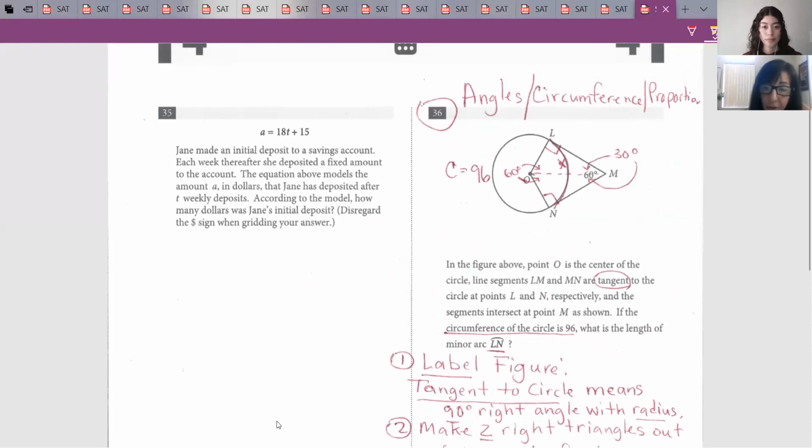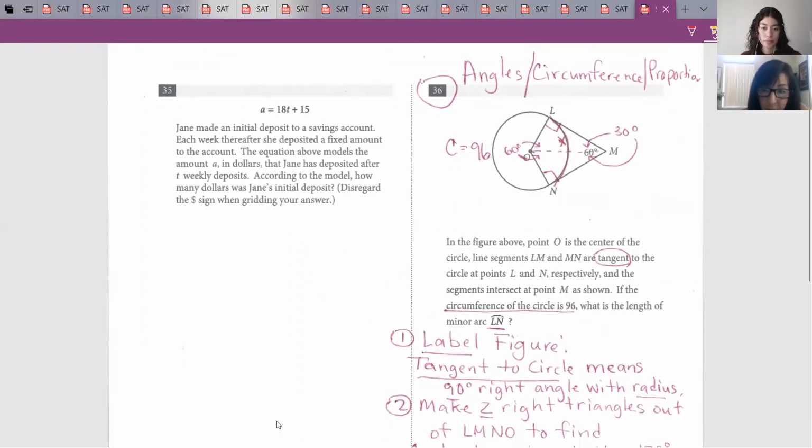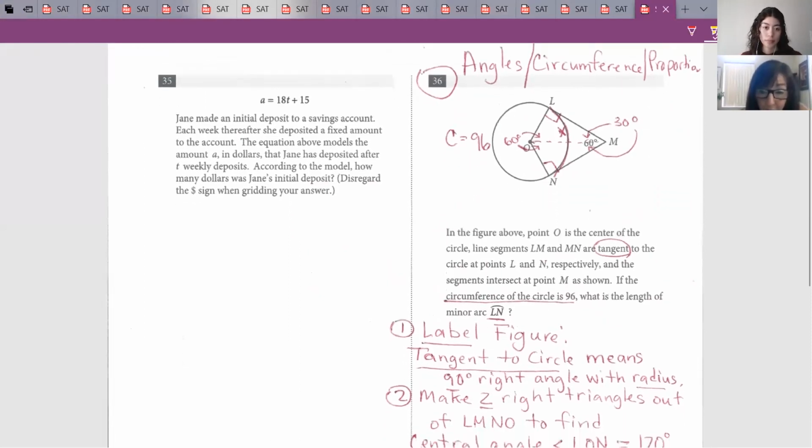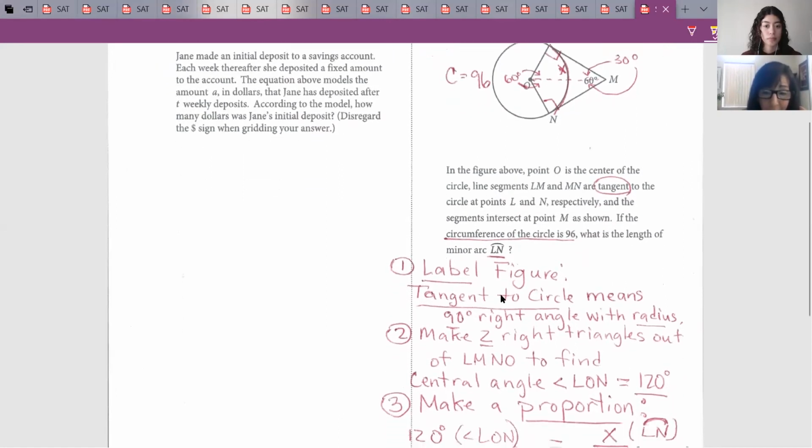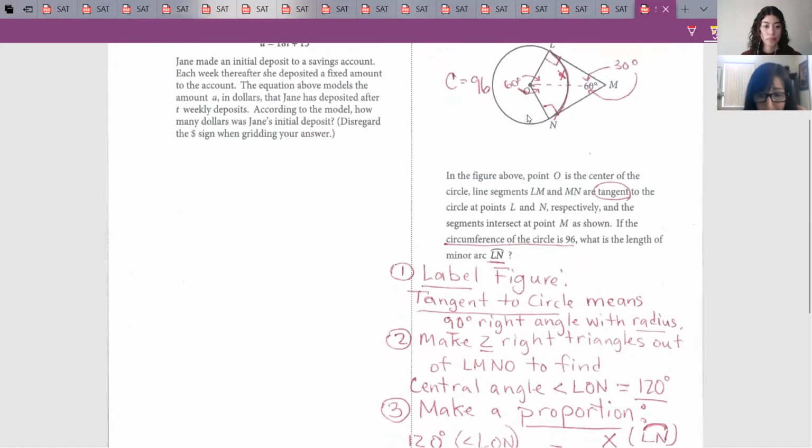Okay. Angle, circumference, proportions. So I circled the word tangent, and I underlined the fact that the circumference of the circle is 96. And I put a red arc over LN. So a tangent, we labeled the figure, tangent to the circle means that it's making a 90-degree right angle with the radius. So I marked that. I marked our right angles.